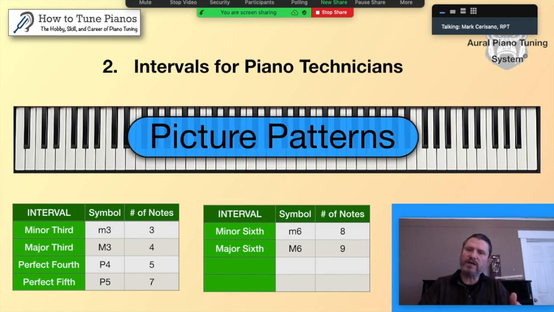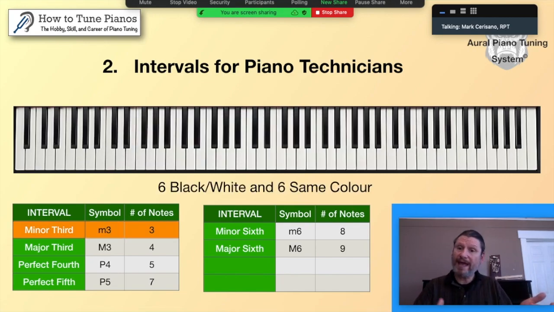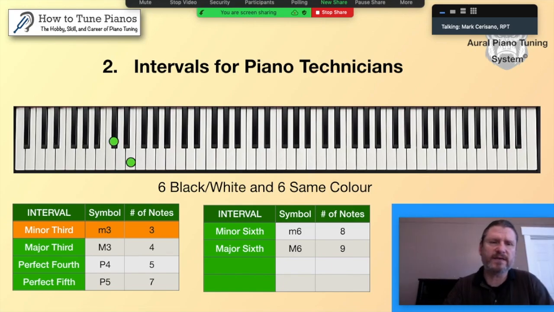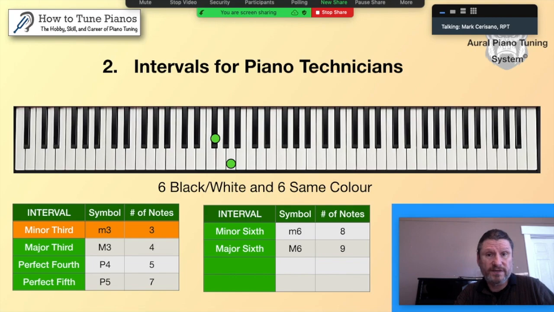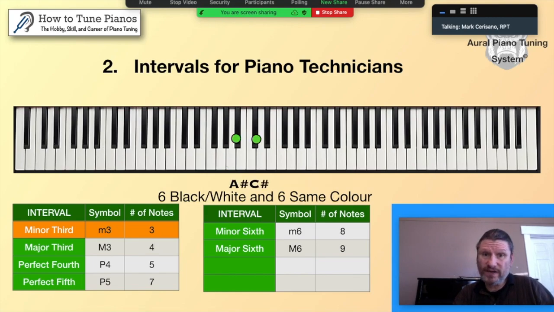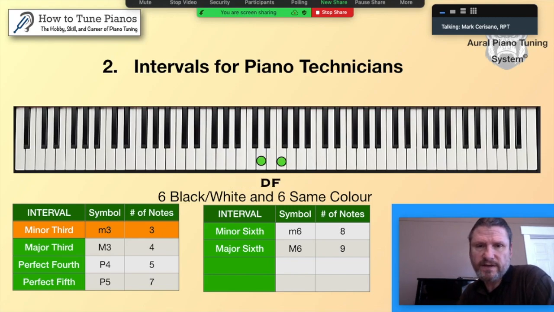And now I want to talk a little bit about picture patterns. When we're playing the piano, we can imagine these intervals and what they look like. For example, the minor third. Half the time, the minor third is a black key and a white key, and for the other half, the keys are the same color. So mixed colors would be like this minor third and this minor third. But when we get to the same color intervals, we have these 3, right? And these three.